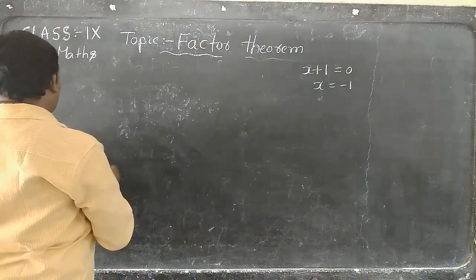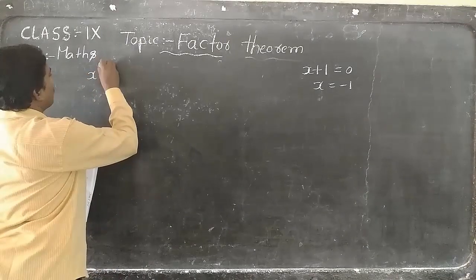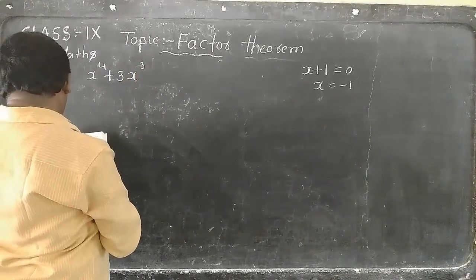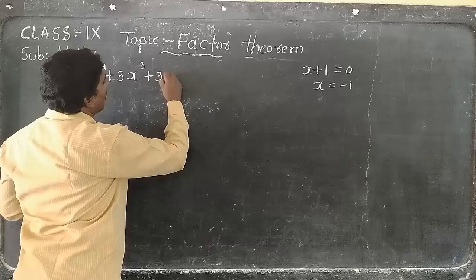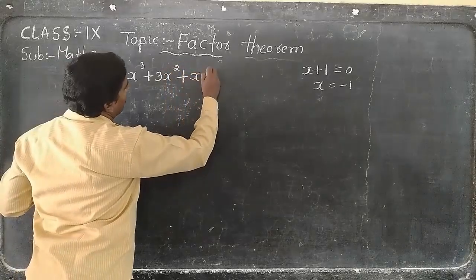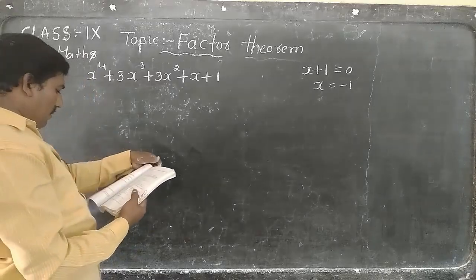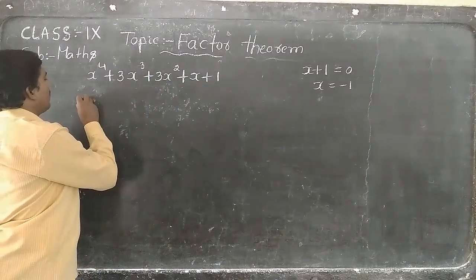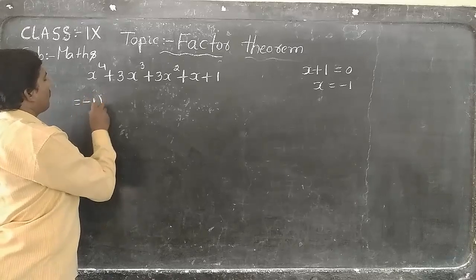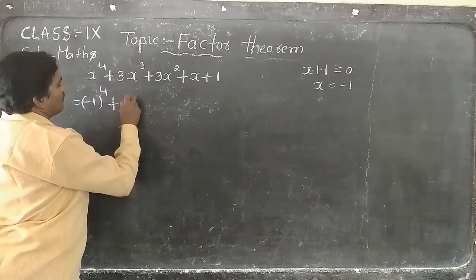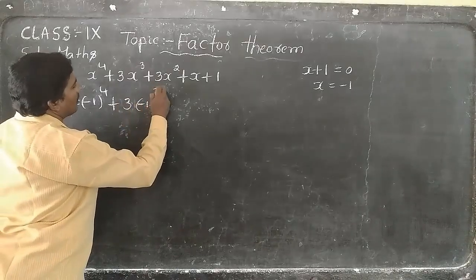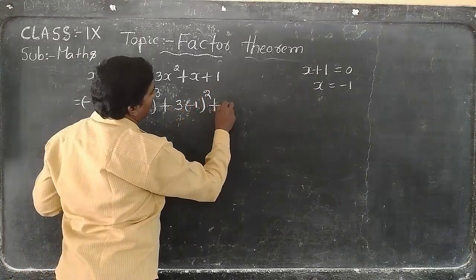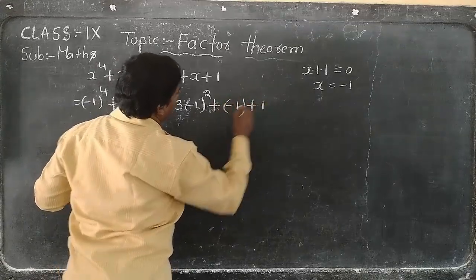One more, see here, x power 4 plus 3x cube plus 3x square plus x plus 1. Substitute x is equal to minus 1 here: minus 1 power 4 plus 3 into minus 1 whole cube plus 3 into minus 1 whole square plus minus 1 plus 1.